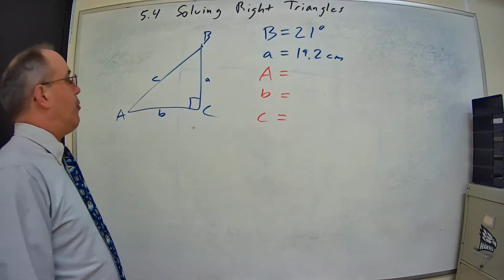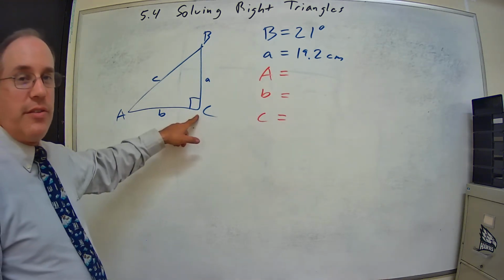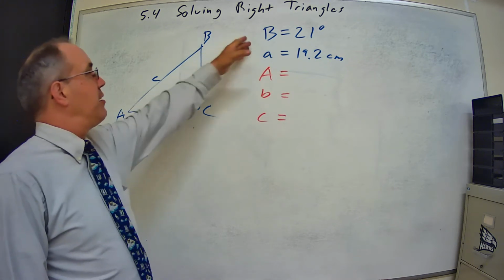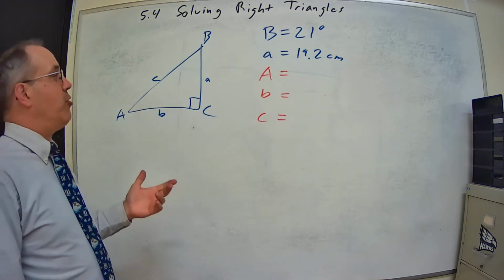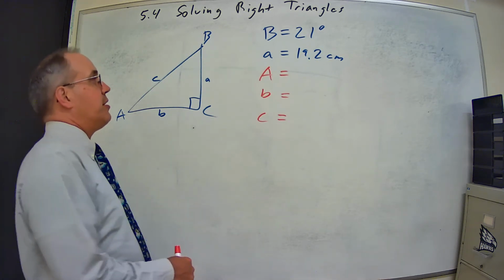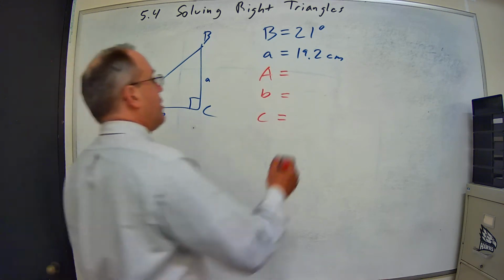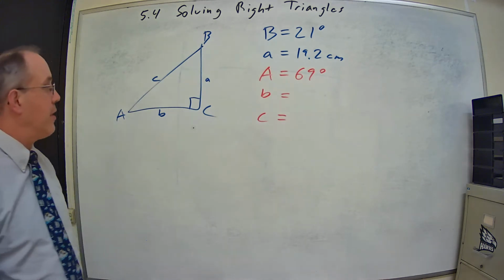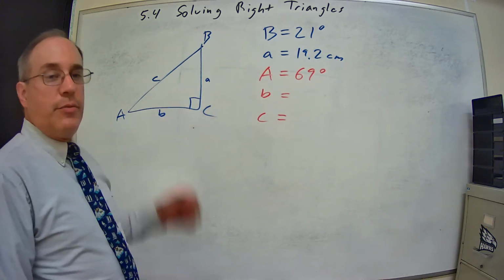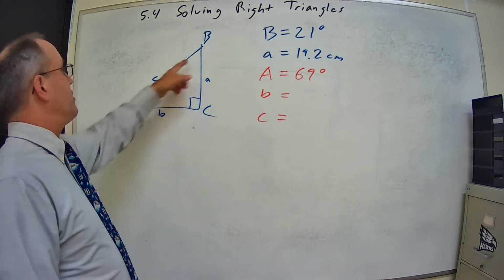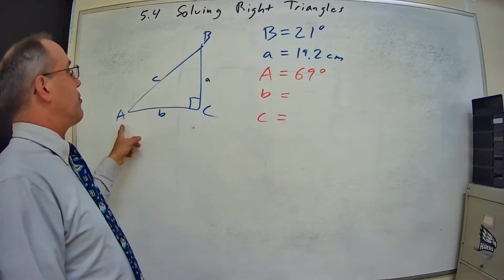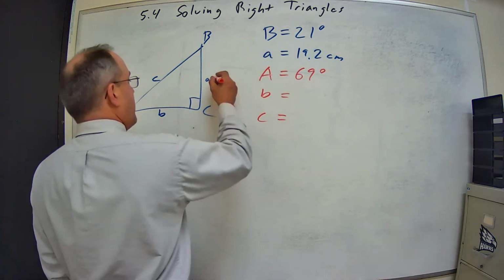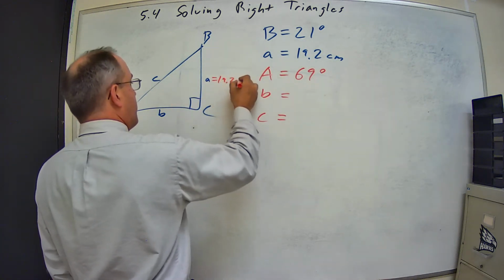So how are we going to do that? Well, first of all, we know that angle C is 90 degrees. We also know that angle A is the complement of angle B. So 90 minus 21 gives us 69. So A is 69 degrees. We know that side A is 19.2 centimeters. And we also know these other two angles, 69 degrees and 21 degrees. So let me just put these in place a little bit so we can visualize more.